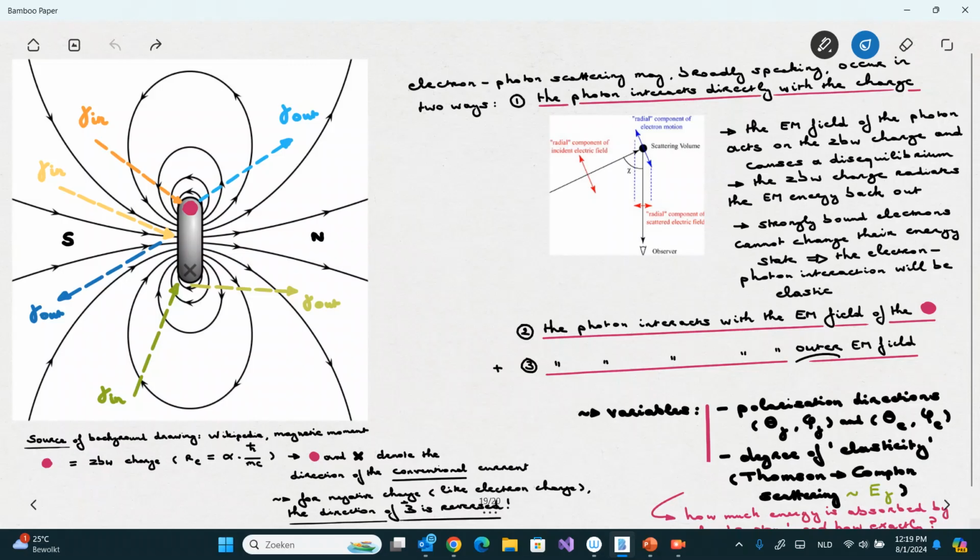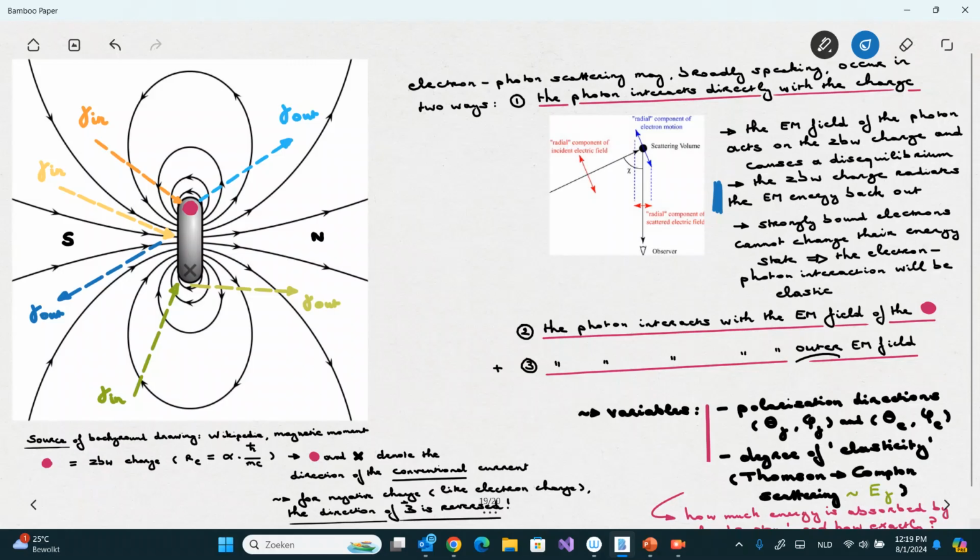So that's the first interaction. The photon interacts directly with the charge, and so the electromagnetic field then acts on that charge, causes a disequilibrium, and this energy is radiated back out fully, or a little bit inelastically.